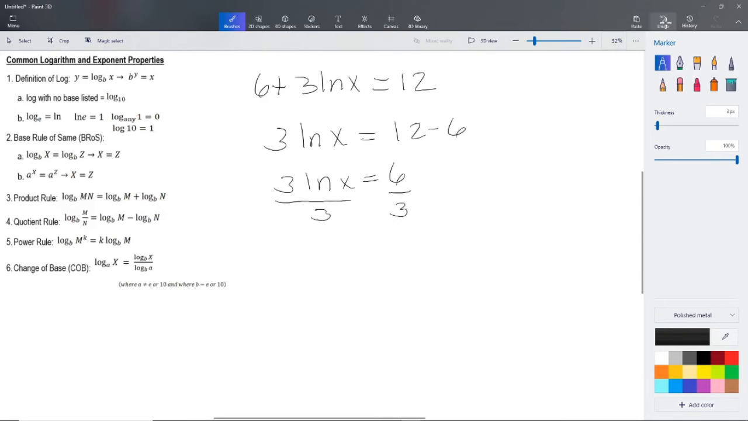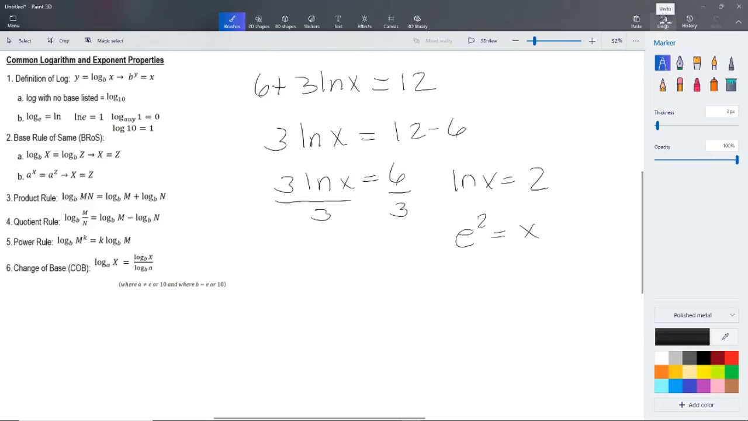Again, the purpose of that is to isolate the natural log on the left by itself. So natural log of x is equal to 2 in this case, because 6 divided by 3 is 2. Now it's time for the definition, because the natural log, remember, has a base of e. That means we have a base of e to the power of 2, that's our y, equal to x. And so this problem has become e squared.